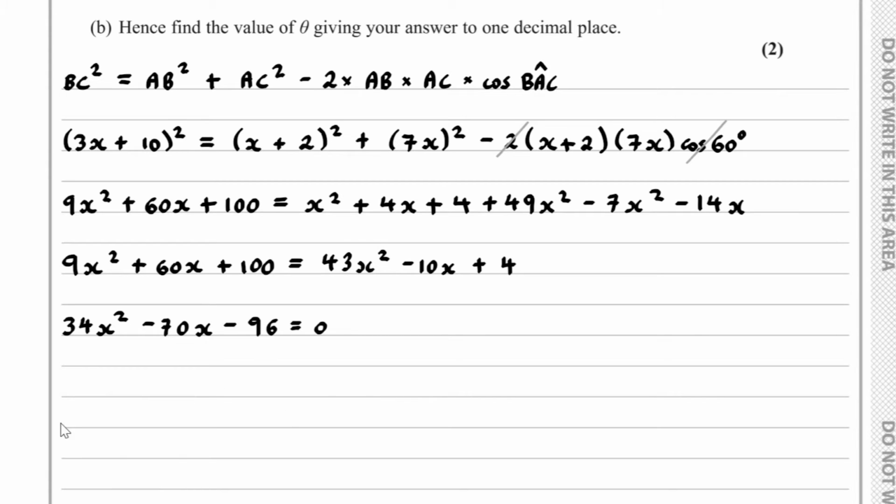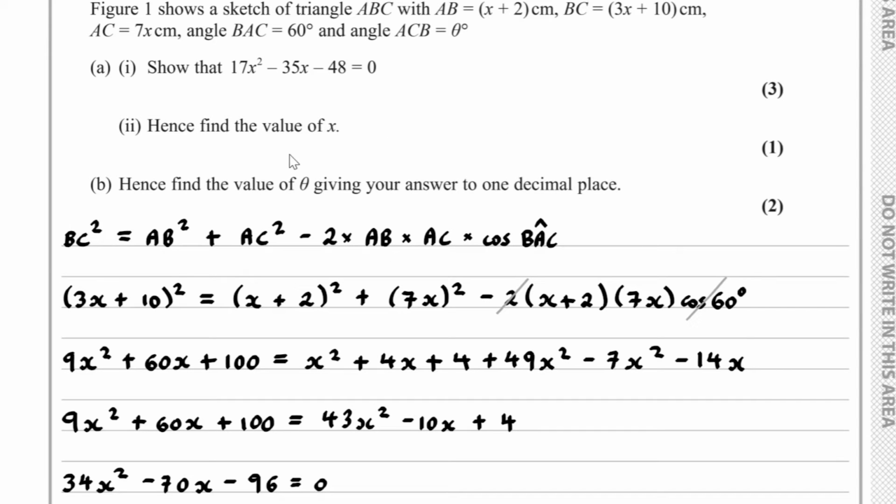And then if I divide each term by 2, what we end up with is 17x squared subtract 35x subtract 48 equals 0. And that's exactly what we wanted to show.